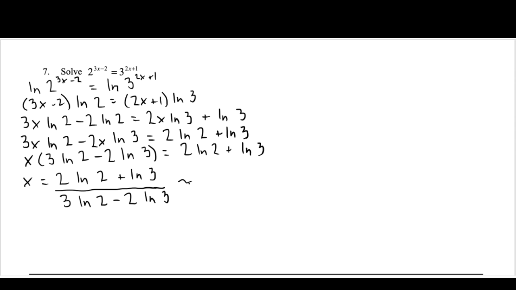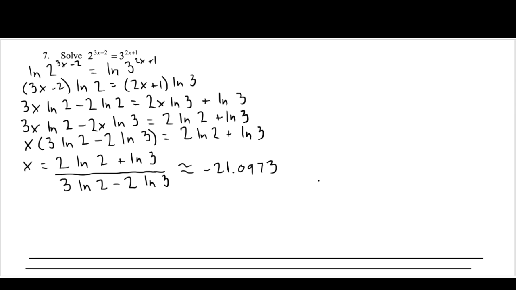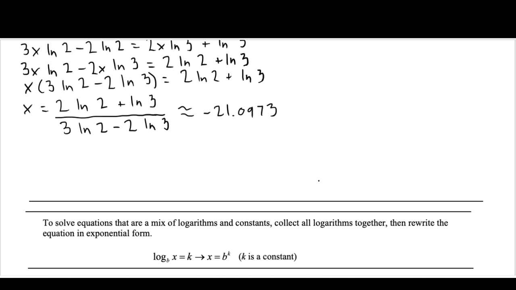This can be plugged directly into your calculator, right? Since everything is in terms of a natural logarithm, which we have a key for. And if you plug that in, you're going to get approximately negative 21.0973. Okay. So that is a few examples of exponential equations. Let's talk about some logarithmic equations now.